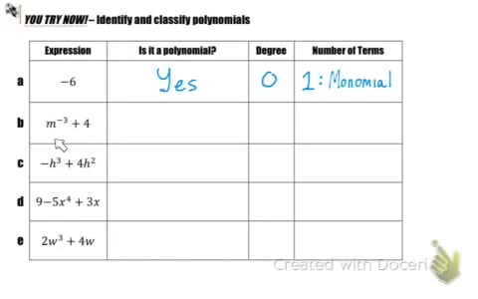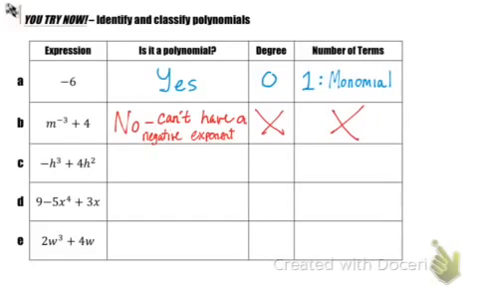Alright, the next example, B, m to the negative third plus 4. Is it a polynomial? Absolutely not. You cannot have a negative exponent in your expression. So we don't even have to fill in the next 2 boxes. Alright, negative h to the third plus 4h squared. Is it a polynomial? Yes. The degree, we're checking to see if it's written from left to right with decreasing exponents, 3, 2. So we say it's a third, and because there are two terms, 1, 2, we call it a binomial.